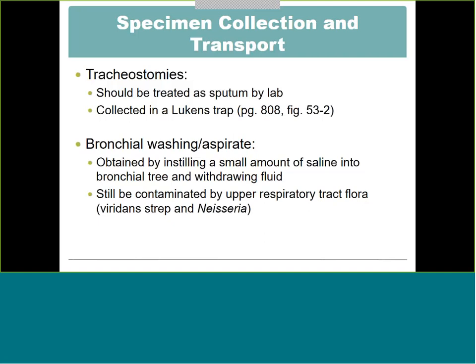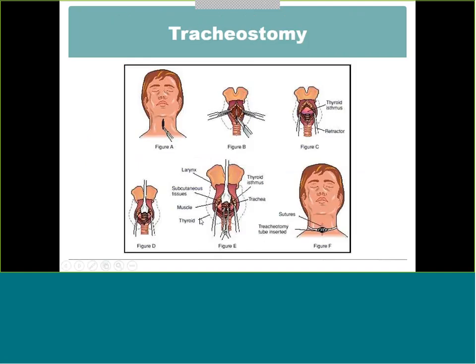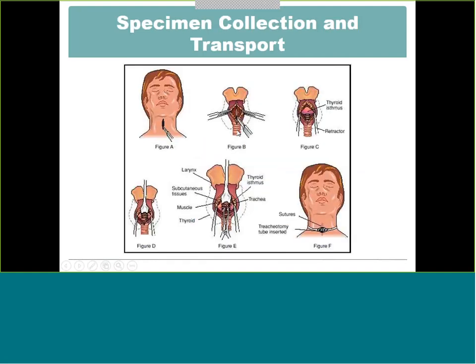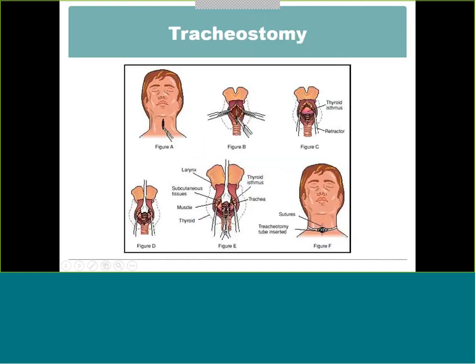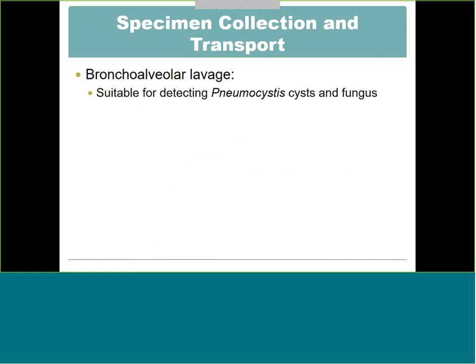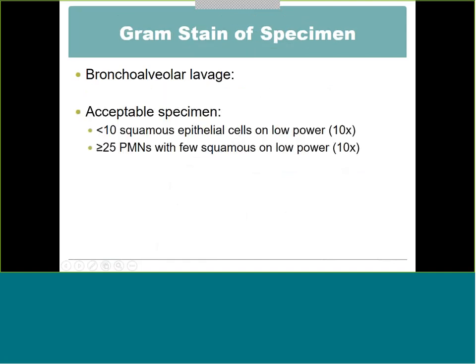Bronchial washings. You still have the chance to have upper respiratory contamination here, but there's that tracheostomy here. You can ignore this number here, but here it is what it was supposed to look like. So it's showing you that Lucan's trap there. Obviously, this is not anything that we do. And then bronchoalveolar lavage, this is really good, especially if you think you do have a fungal organism.